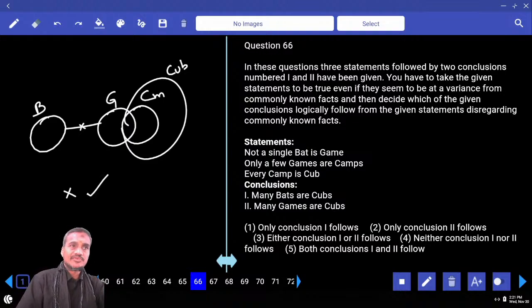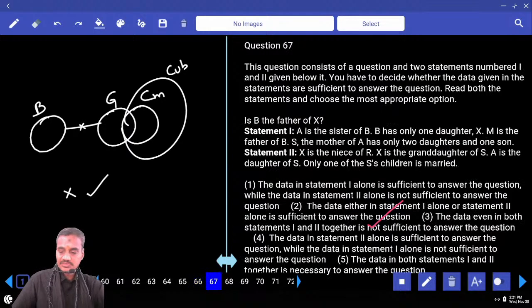Second one, that is true, it is an affirmative. That will be true forever. Hence only 2, choice 2 for question 66.